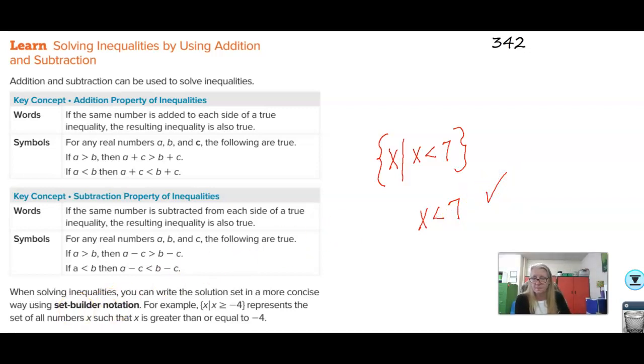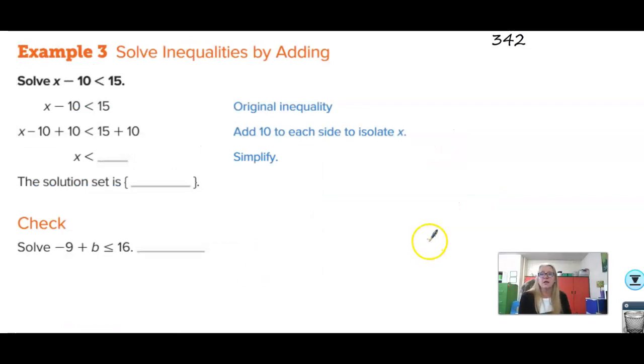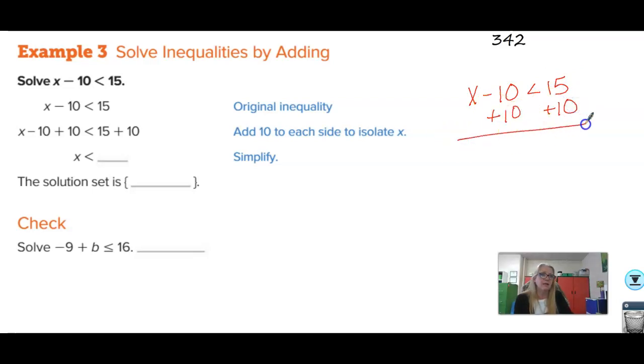Okay. Solve inequalities by adding. All right, so here we have a simple one-step inequality. You want to get x by itself, so you want to add 10 to both sides. They're doing this linearly, and I'm not a fan of that. We normally do ours like this. We would have x minus 10 is less than 15, and we would put the plus 10 underneath. And I know that's how the high school does it too. And then you would have x is less than 25, okay?